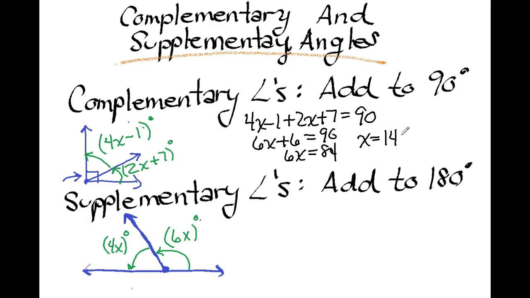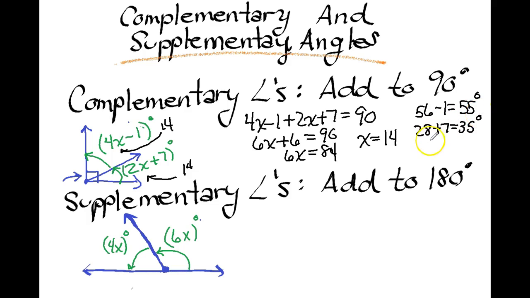So if we want to find out what the two complementary angles are, we would have to plug 14 into the x here and into the x over here. Let's go ahead and do that. For the first one, 4 times 14 is 56 minus 1, so our first angle is 55 degrees. We plug 14 into our second angle over here: 2 times 14 is 28 plus 7 is 35 degrees.